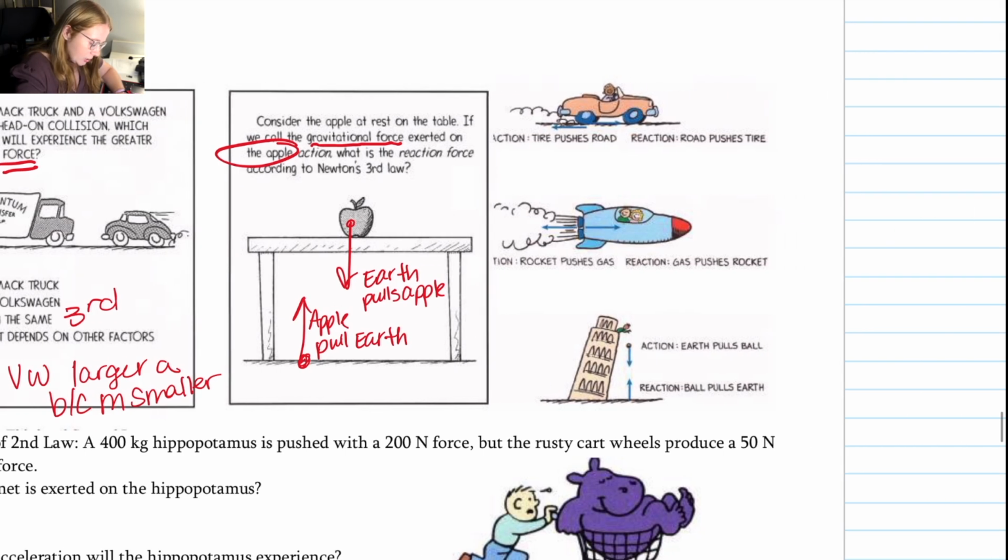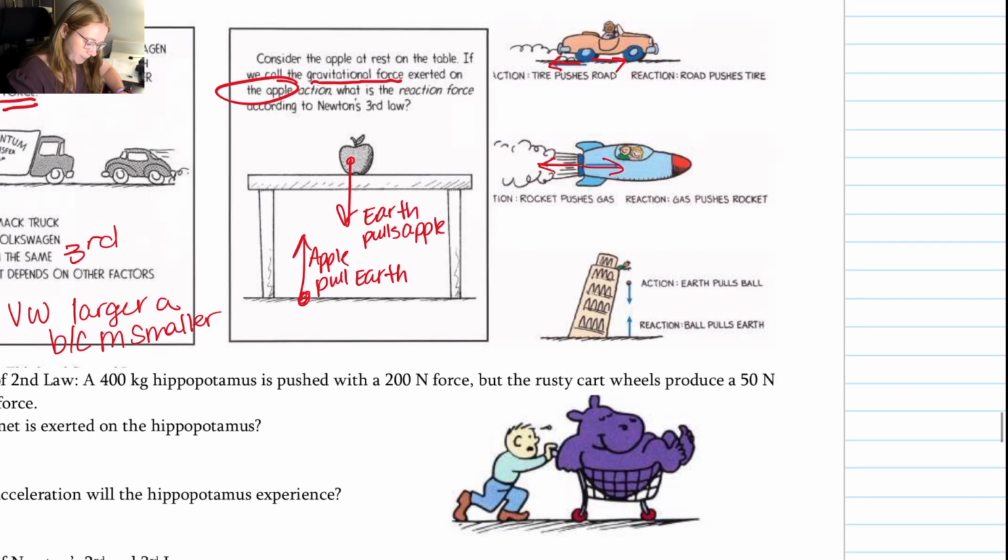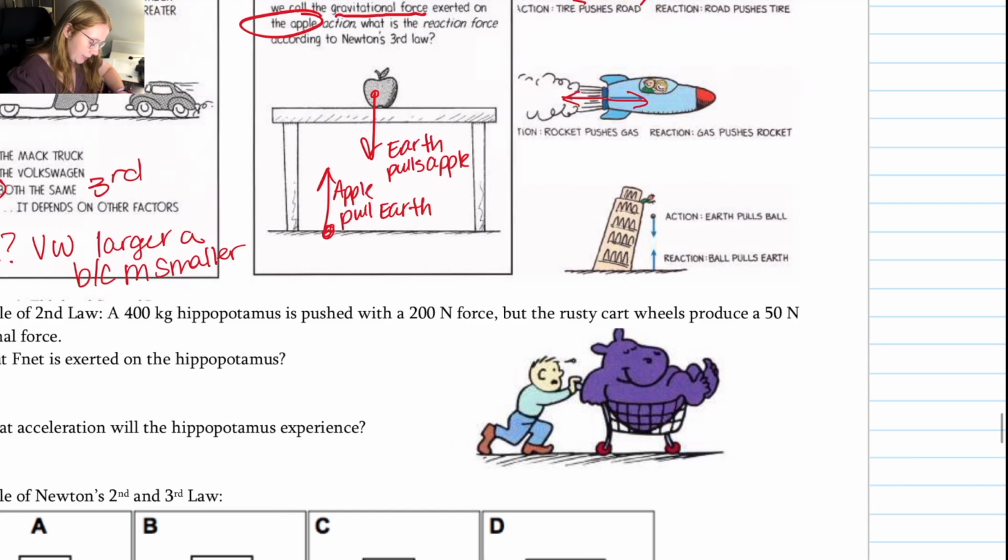Here's some action reaction. Friction on the road. So the tire pushes on the road, the road pushes back on the tire, and that's how we accelerate. Rocket fuel, the fuel ejects outwards, and when it ejects out, the rocket goes to the right. And we already talked about gravity.